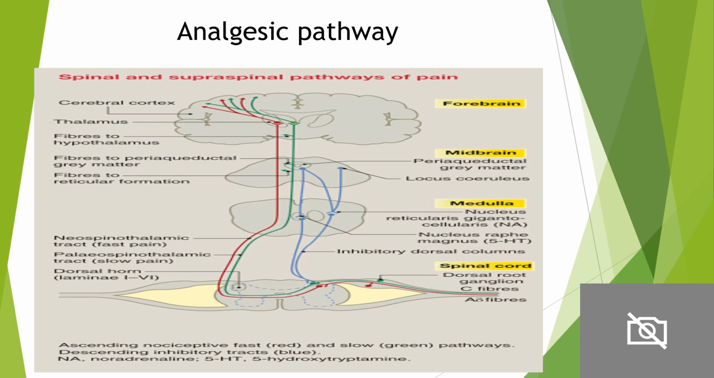So what is the main concept of this? Our body has its own descending analgesic pathway from the frontal cortex and hypothalamus. It reaches the midbrain in the periaqueductal gray matter. Then it reaches the medulla, nucleus reticularis and nucleus raphe magnus. From here it reaches the posterior gray horn of the spinal cord and inhibits the transmission of pain from the first order to the second order neuron. Thus the pain relief takes place. This is about the analgesic pathway.